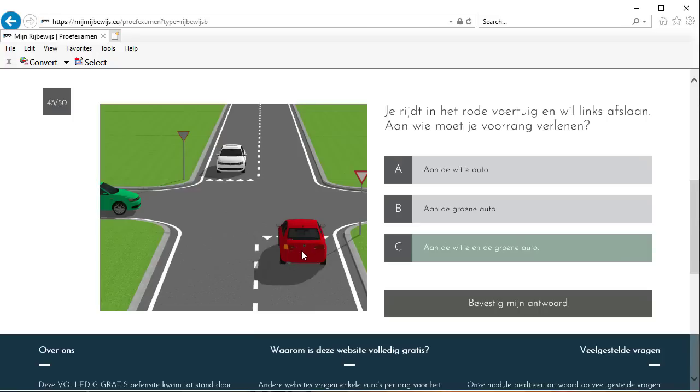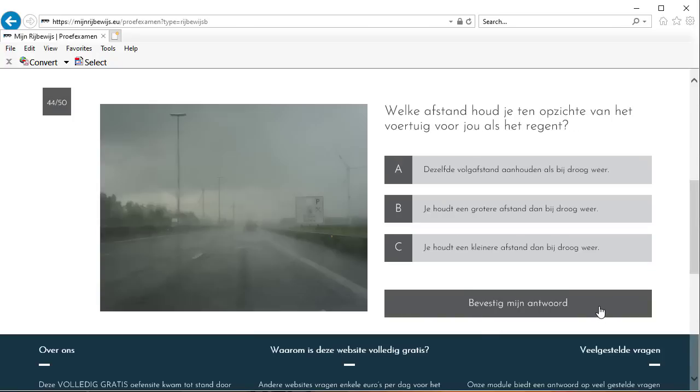Okay, what distance should you keep between your car and the car in front of you if it rains? Option A is the same follow distance that you keep when it's dry weather. Option B is you keep a distance more than what you keep during dry weather. Option C is that you should keep a smaller distance between your car and the car in front of you, compared to what you keep during dry weather.